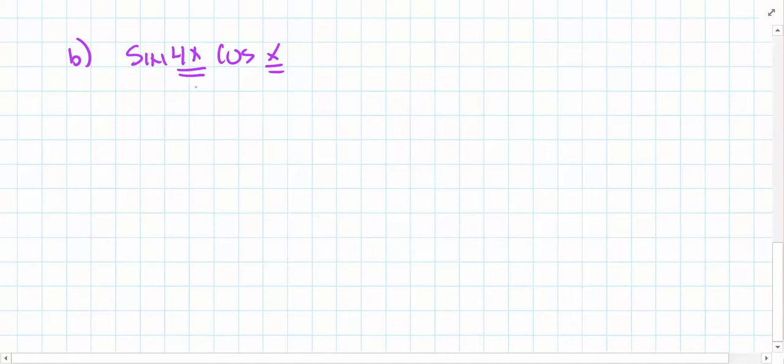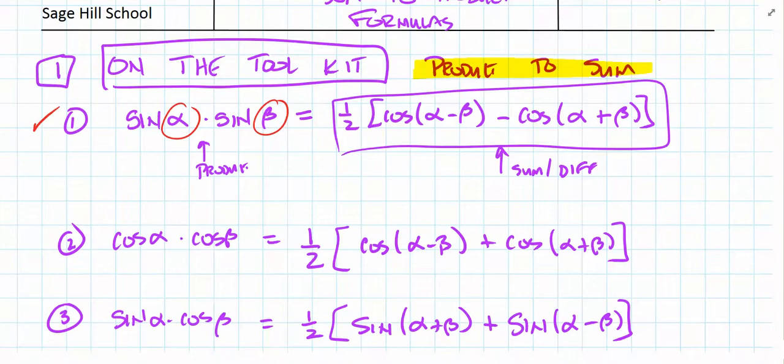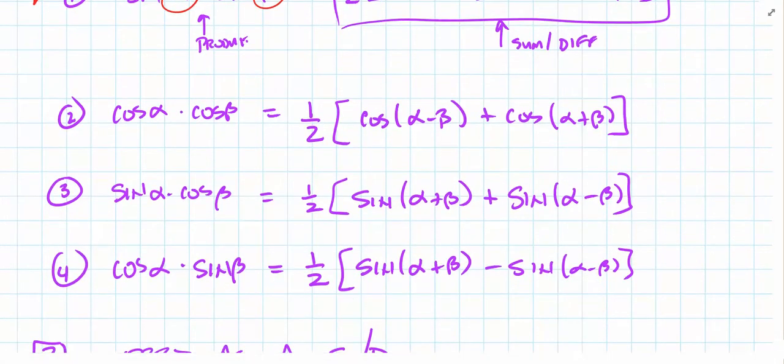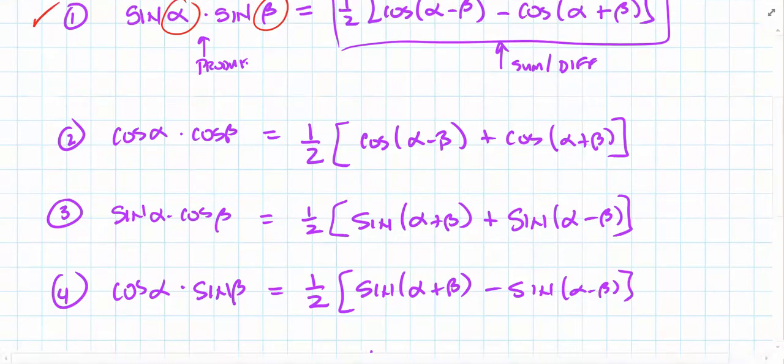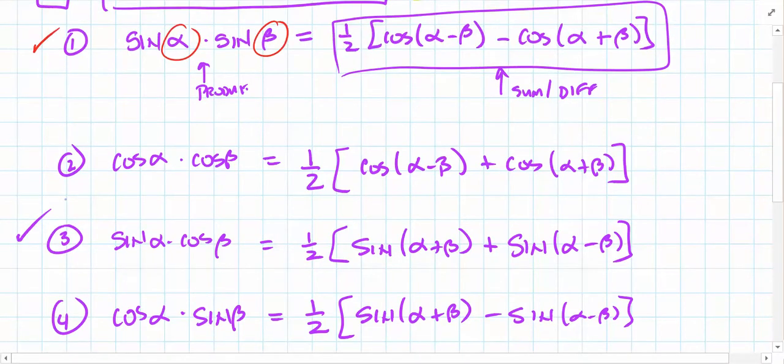So we have sine 4x times cosine x. So identify, here's my alpha, here's my beta. I have a sine times a cosine. This right here is a product, because I'm multiplying two things together, and I want to represent it as a sum or difference. So, according to our toolkit here, which one are we going to use? Sine, cosine. So was that 1, 2, 3, or 4? We're going to use number 3, that one.